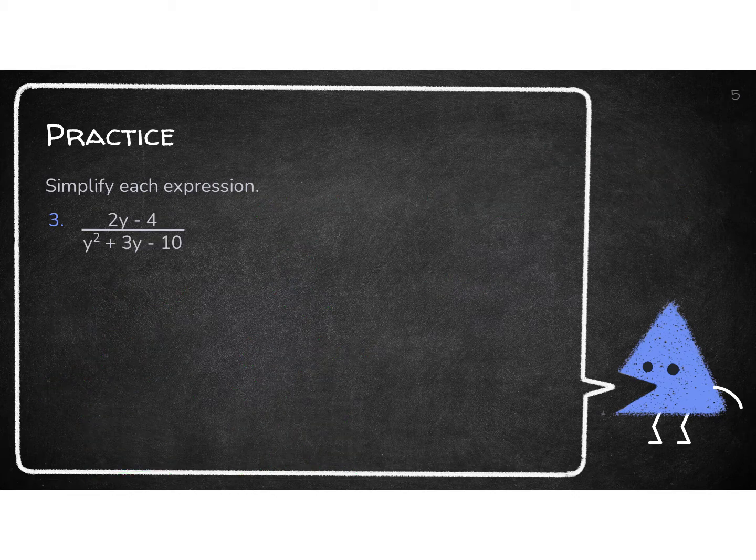All right, number 3, 2y minus 4 divided by y squared plus 3y minus 10. So I'm going to start with the top, and I'm going to have 2y minus 4. First things first, do they have a GCF? These both do. I have a 2 and a 4, so I can divide both of them by 2. And I'd be left with 2 times y minus 2. So that's going to be the top. I don't have a y squared happening, so I can't do any factoring, so that's it for that.